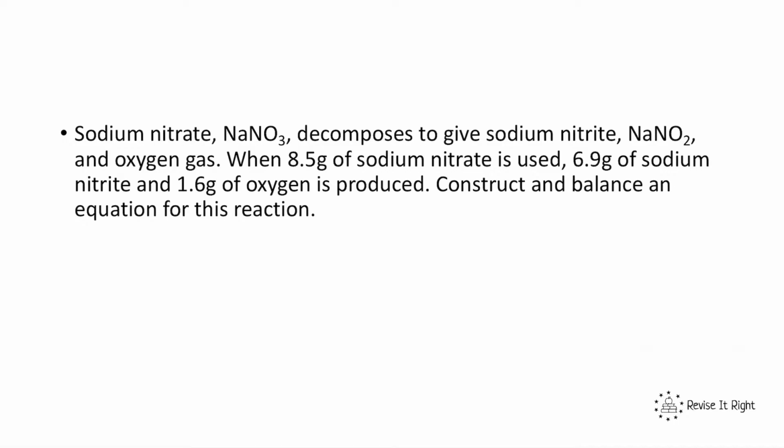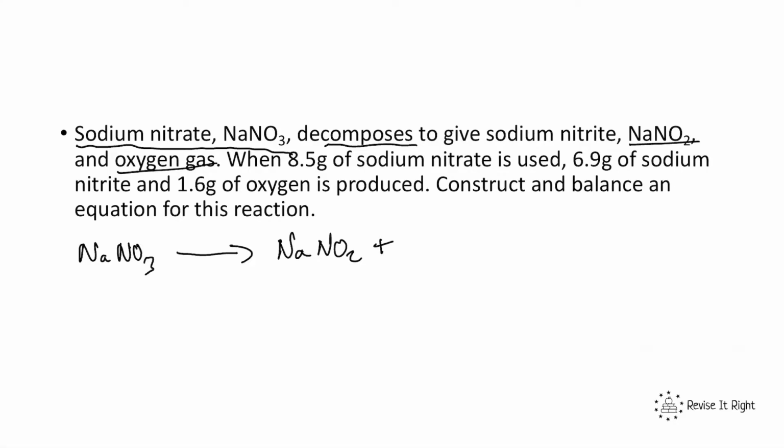So the first thing we have to do is construct the equation using what we've been given. We just take it through in order. Sodium nitrate, NaNO3, decomposes to give sodium nitrite, NaNO2, plus oxygen, which we know is O2. So that is going to be the equation. However, we know that's not balanced.